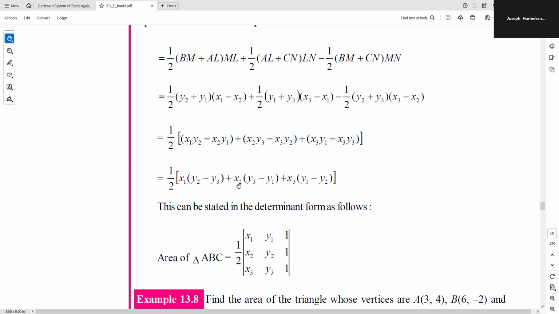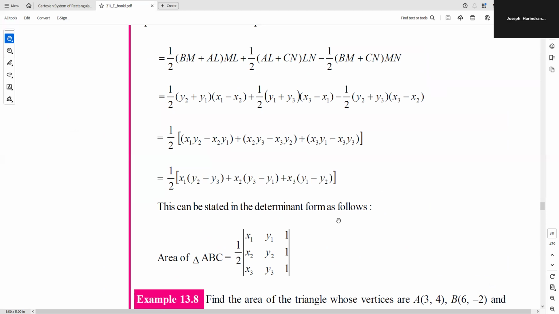The next one will always be x2, and after y3 comes y1: y3 minus y1. Then after y1, y2 comes back. It's a cyclic formation: y2, y3, y1, again y2. This formula is easy to remember. With x1, x2, x3 we add and multiply by half, 1 by 2.